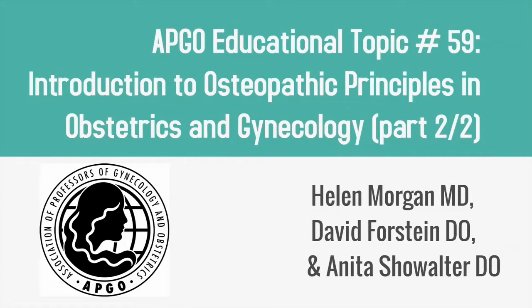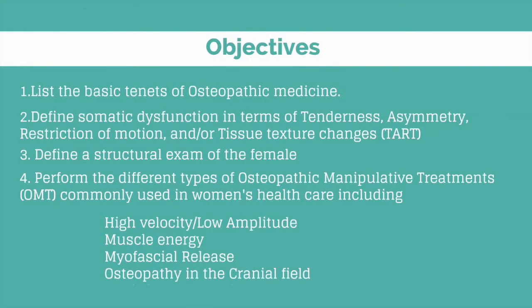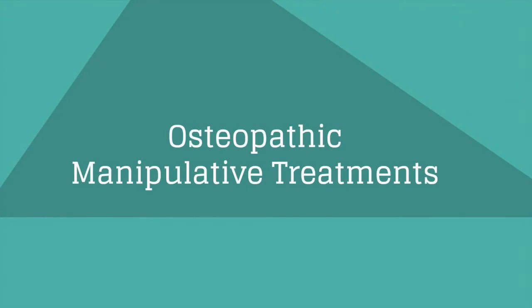APGO Educational Topic Number 59, Introduction to Osteopathic Principles in Obstetrics and Gynecology. This second part of the video will discuss the different types of osteopathic manipulative treatments commonly used in women's healthcare, including high velocity, low amplitude, muscle energy, myofascial release, osteopathy in the cranial field, and strain and counterstrain. These osteopathic manipulative treatments will be demonstrated and discussed by Dr. Anita Showalter with osteopathic medical students Hilary Baer and Aaron Deprickle.